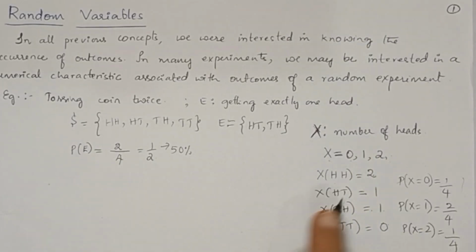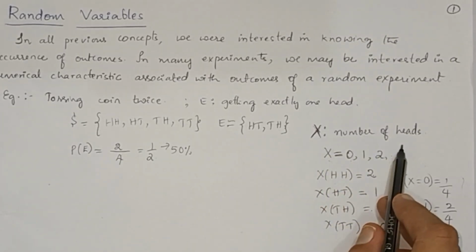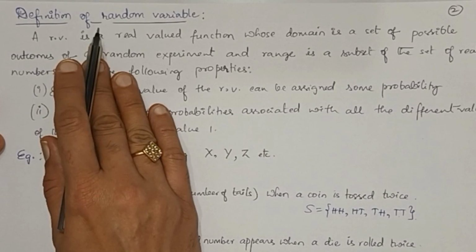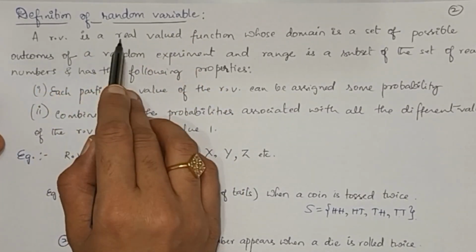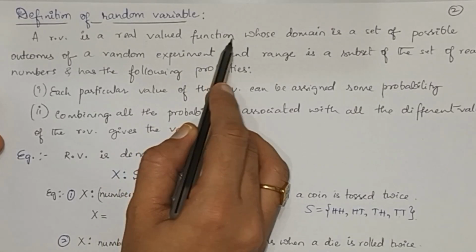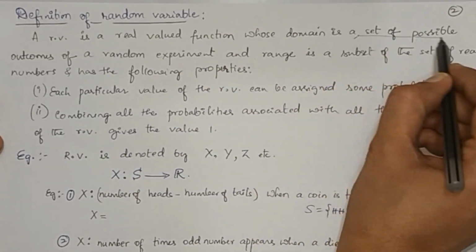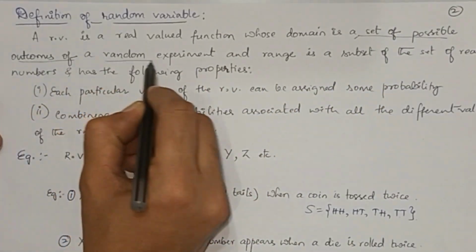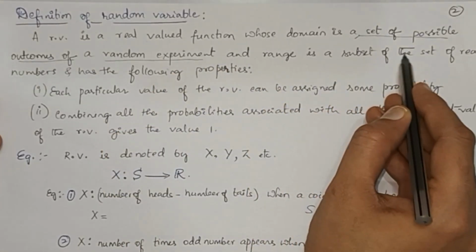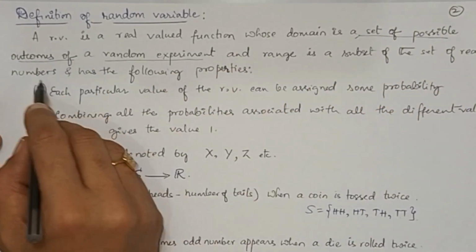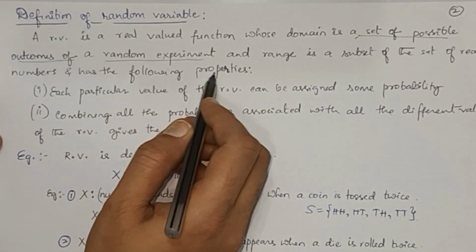So I hope you understood what a random variable is. The mathematical definition of a random variable is: a random variable is a real valued function whose domain is the set of possible outcomes of a random experiment, that is the sample space, and whose range is a subset of the set of real numbers, and it has the following properties.